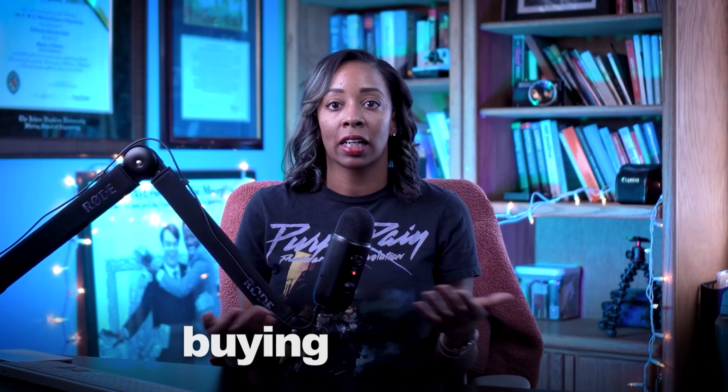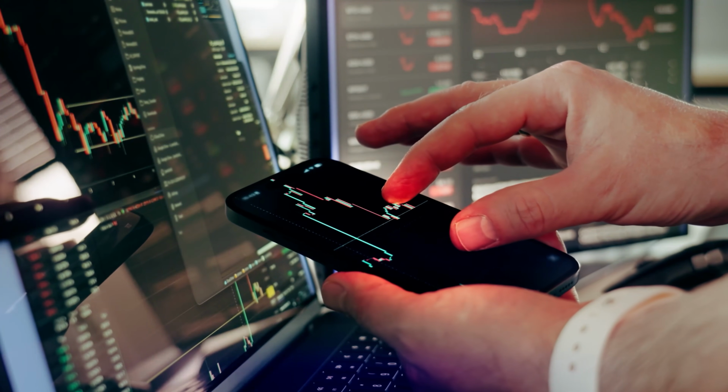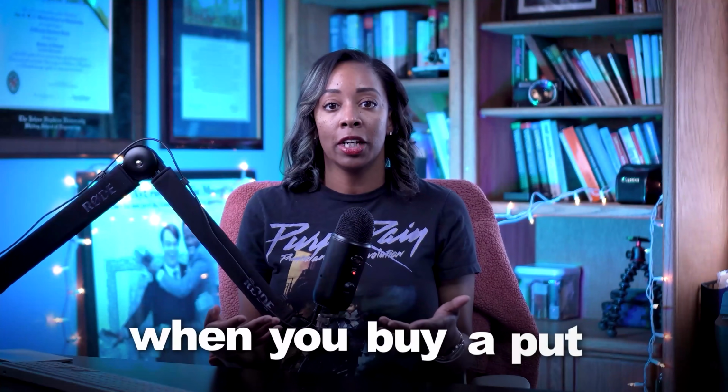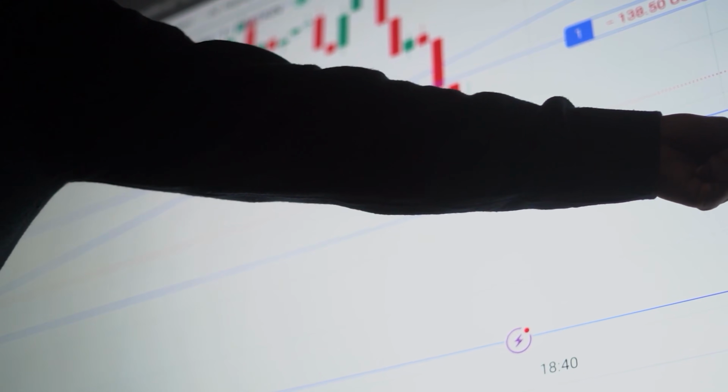You're actually buying a contract that gives you the right to buy shares at a certain price at a certain date. Think of it this way, like putting a stock on hold: you're locking in a chance to buy later if the price moves the way you want it to move. And when you buy a put, you're basically doing the opposite of that. You're buying the right to sell shares at a certain price before the date.